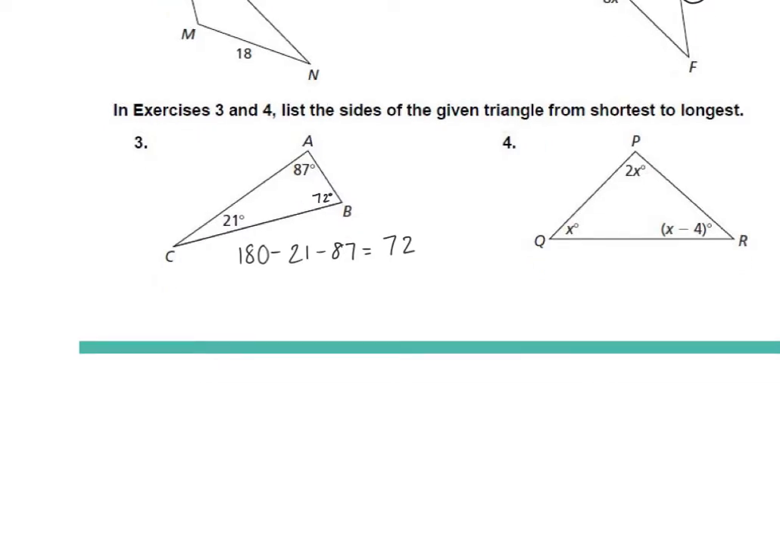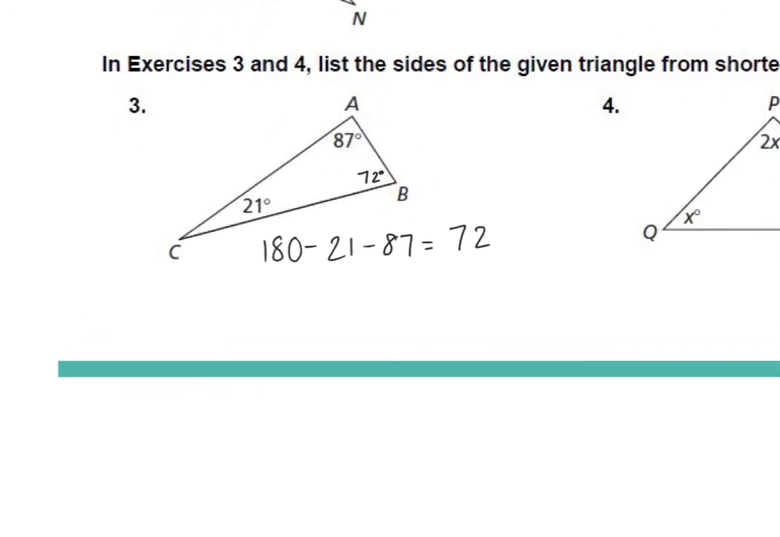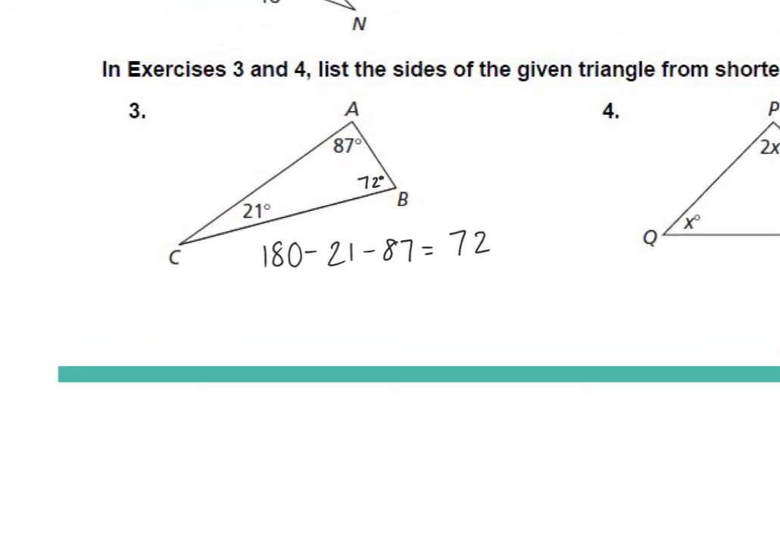So if that's the case, guys, what's our shortest side? AB. Very good, because it's across from the shortest angle, which is 21. What's the middle side? What's the second smallest side? AC. CA. Very good. And what's the largest side? BC or CB. Very good. Because it's across from the largest angle.